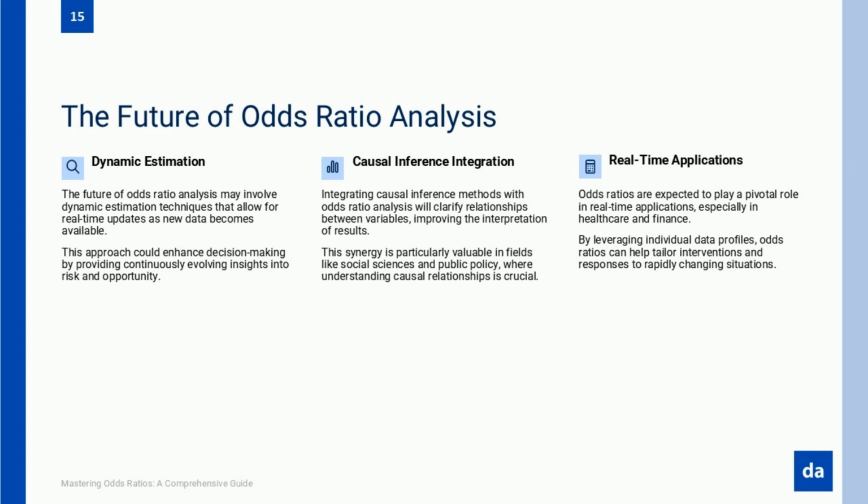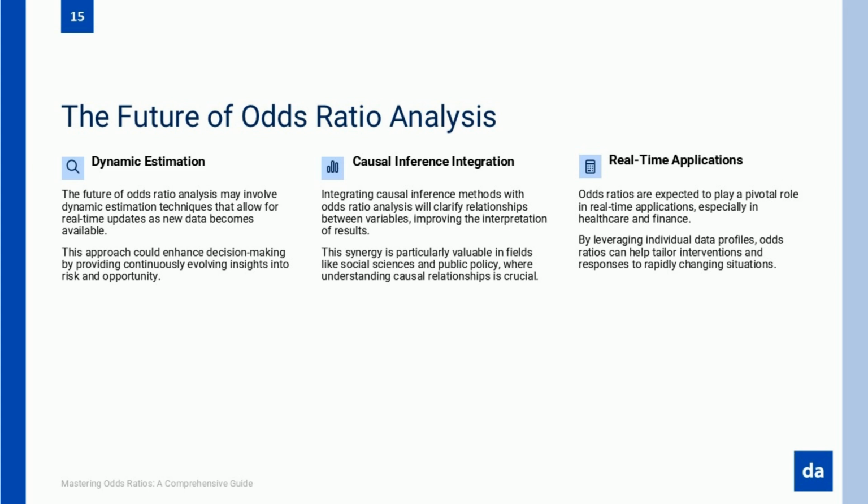As data science continues to evolve, odds ratios are likely to maintain their crucial role in interpreting complex relationships within big data. However, their application may expand beyond traditional fields like epidemiology and social sciences. We might see odds ratios being used in novel ways to analyze high-dimensional and unstructured data, opening up new avenues for insight in areas like natural language processing or computer vision.